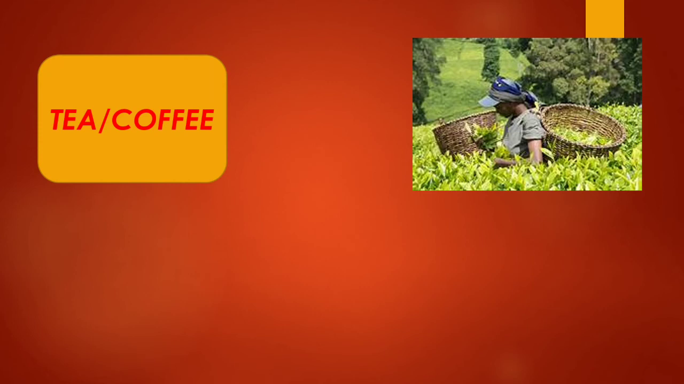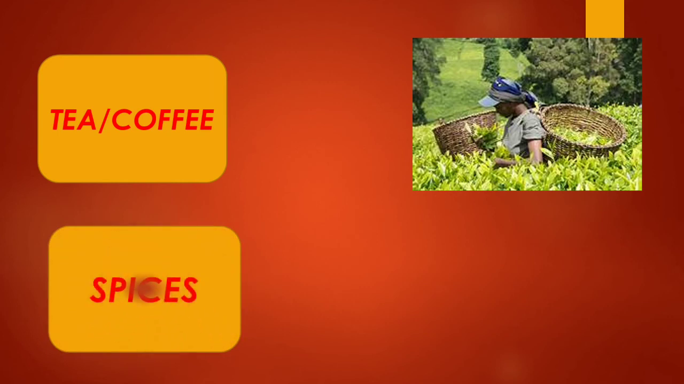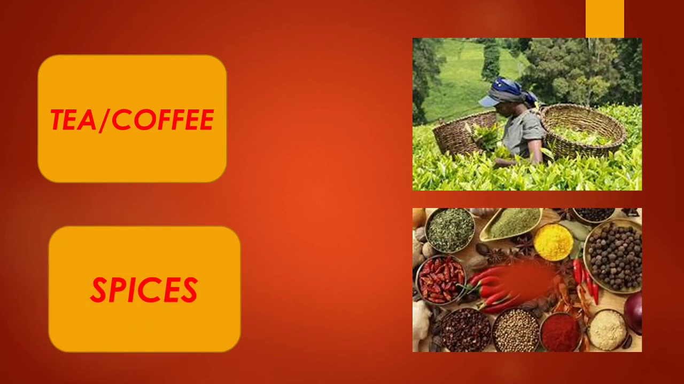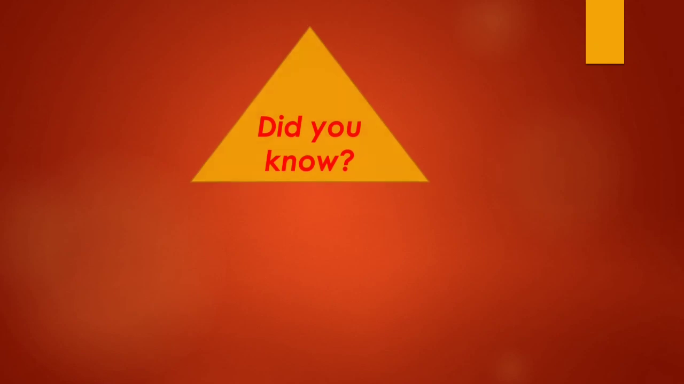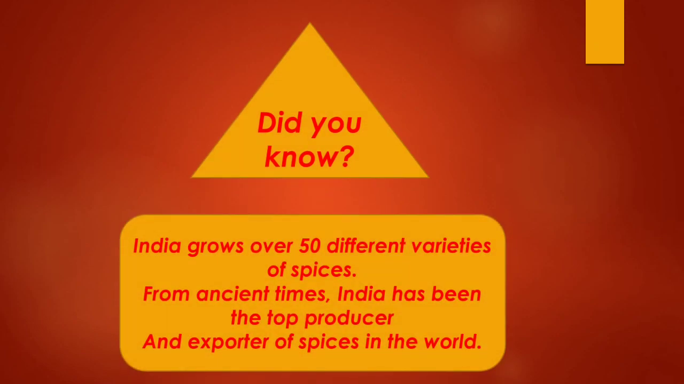Spices. Spices include cloves, cardamom, pepper, chilies, coriander seeds, turmeric and ginger. These are mainly grown in Kerala and Karnataka. Did you know, children? India grows over 50 different varieties of spices. From ancient times, India has been the top producer and exporter of spices in the world.